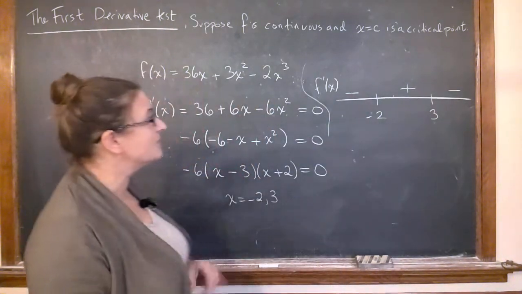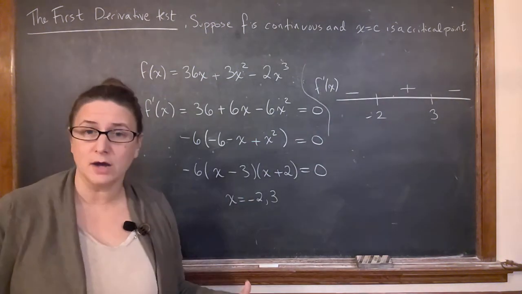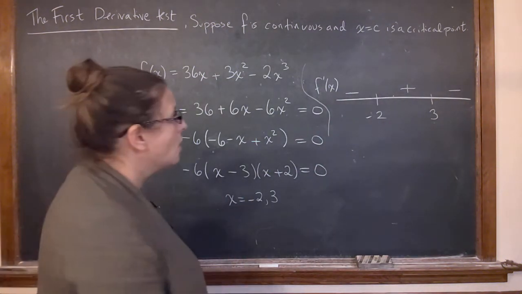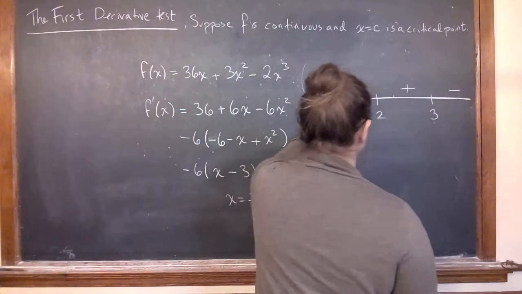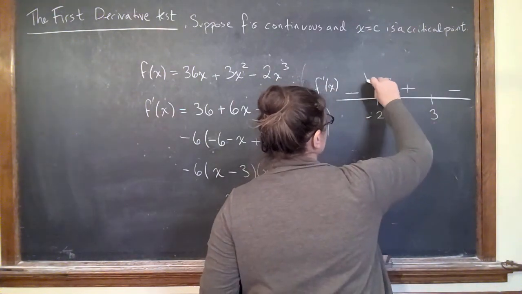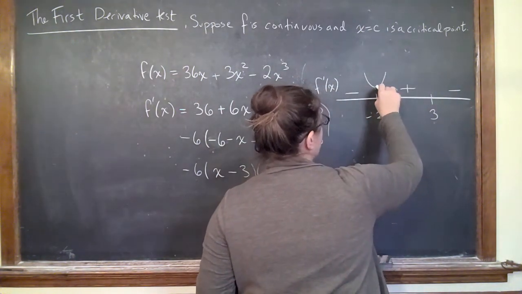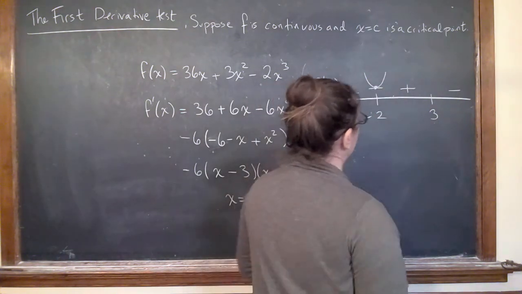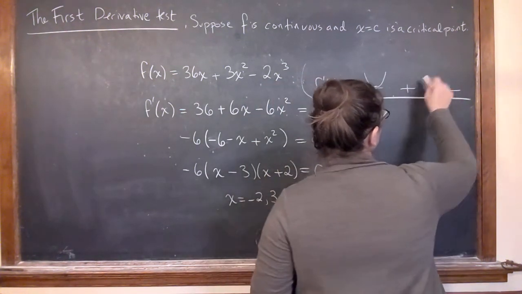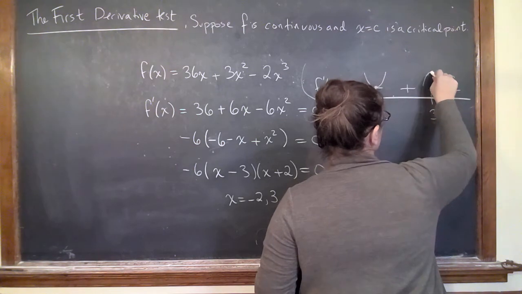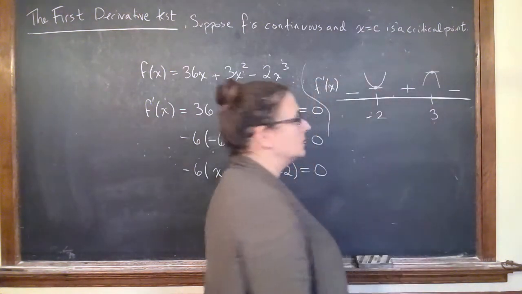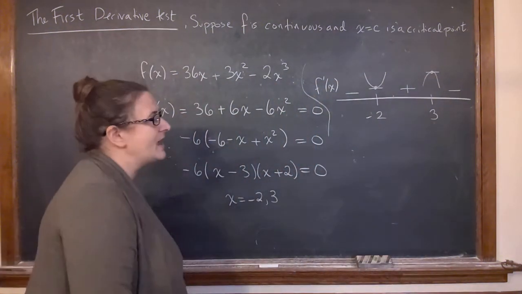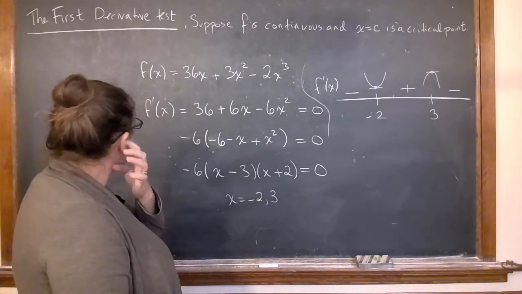Now if I look at my sign chart and what we talked about for the first derivative test, what is this first derivative doing? Here, it's decreasing and then it's increasing. That's got to be a minimum. Here, it's increasing and then it's decreasing. That looks like a local maximum. And there I have my answers.